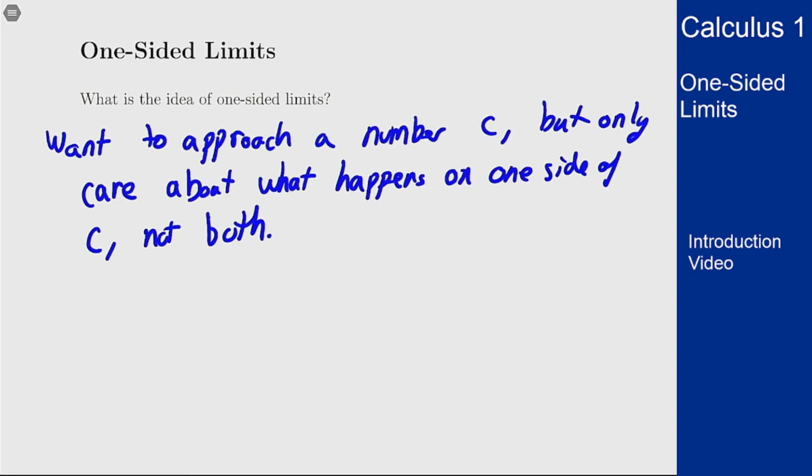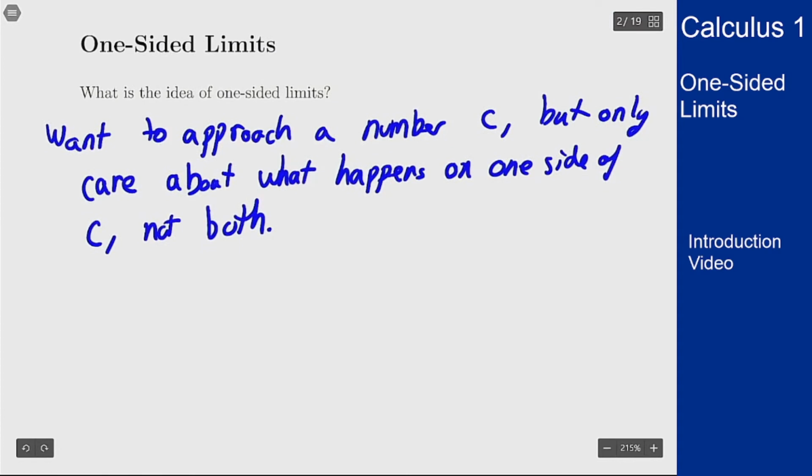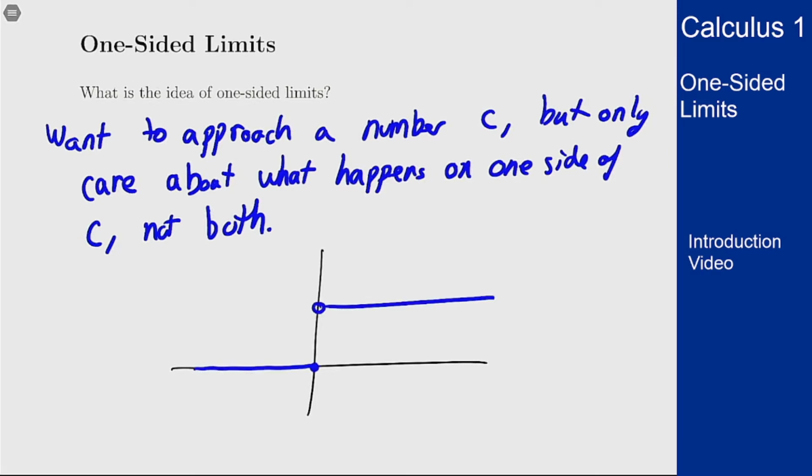As an example of this, if you look at our function before that had jumps, take our normal step function here, this limit did not exist, but both the left and right hand limits do exist, because if I only care about coming from the right side of 0, then on the right side, I'm always 1. And so that limit exists and equals 1. And similarly, from the left side, I'm always 0, so that limit exists and equals 0.